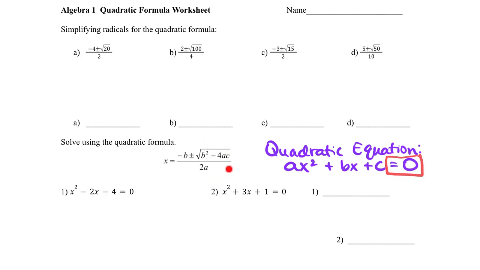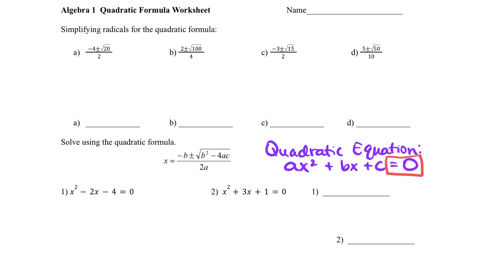Now, while this formula seems very complicated, one of the advantages of the quadratic formula is that it works for every single type of quadratic equation. So factoring only works if the equation is factorable. The square root method only works if it's an x squared without an x term. This formula works for all of them, and I will show you how to solve equations using this formula.